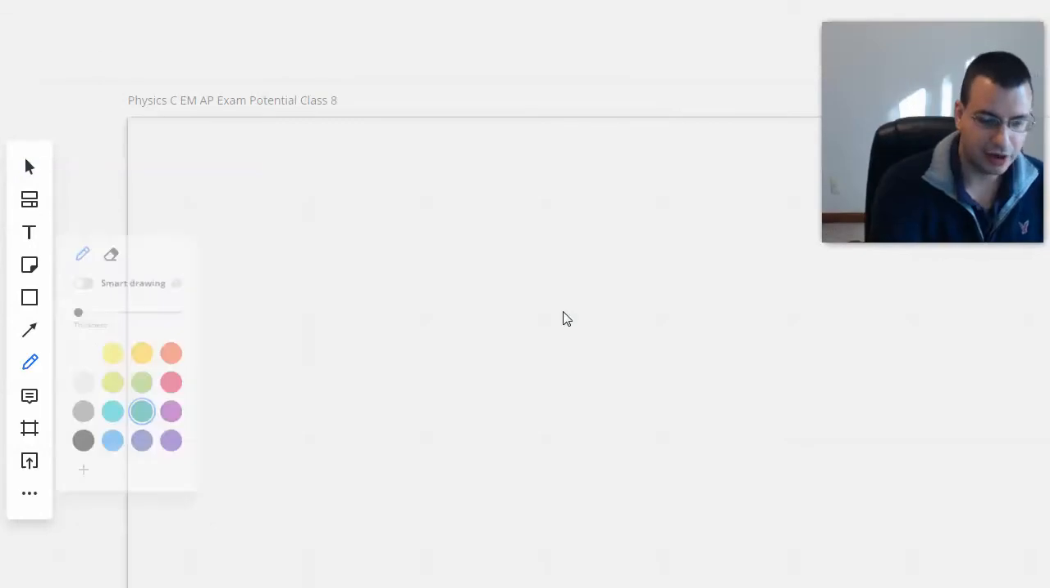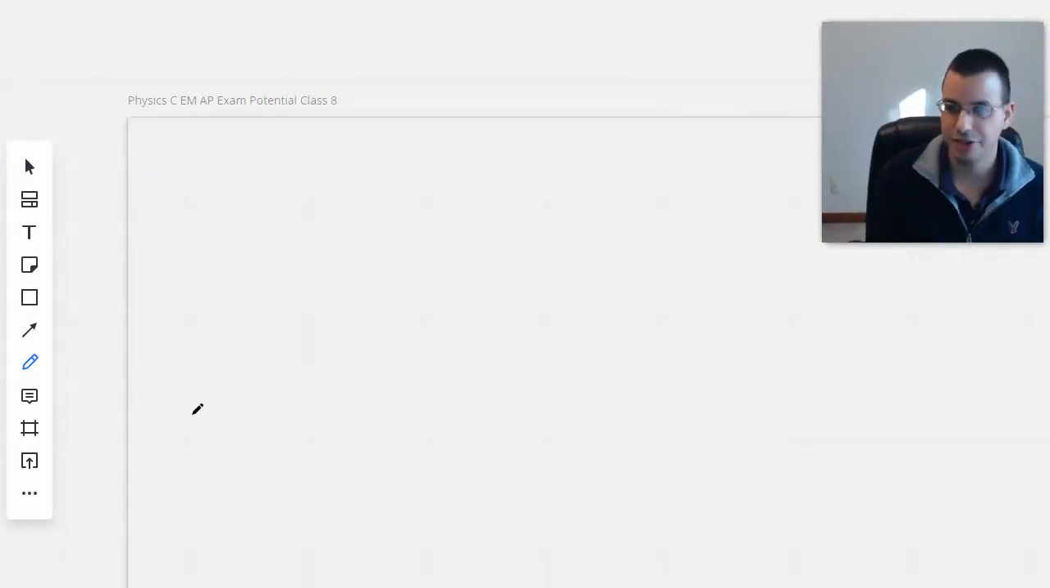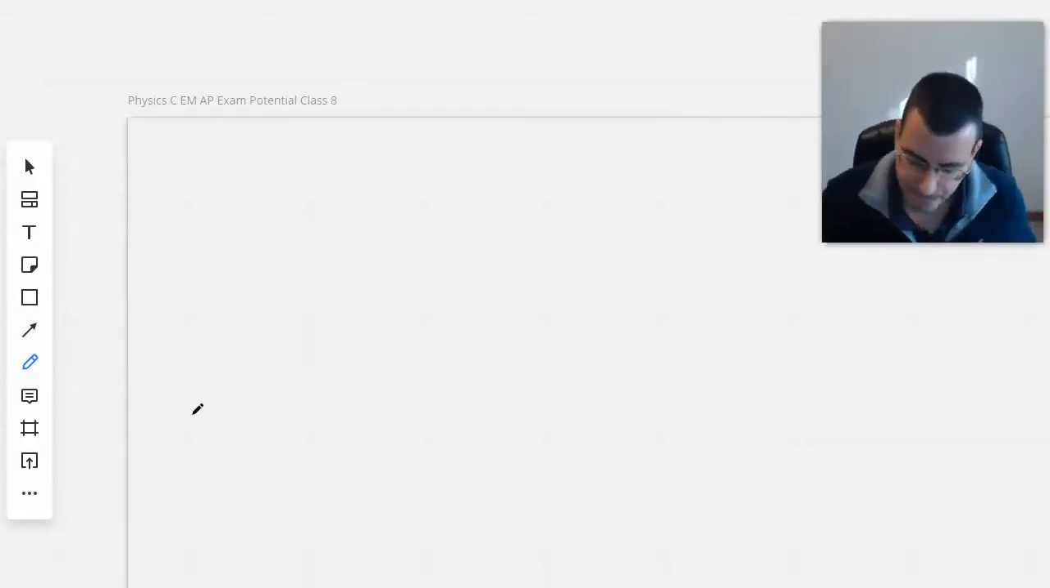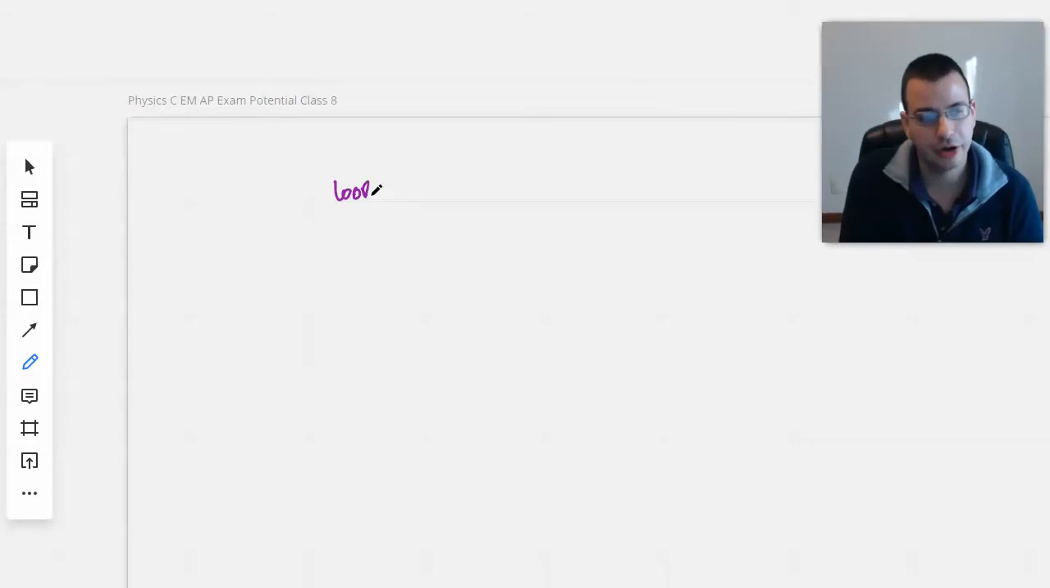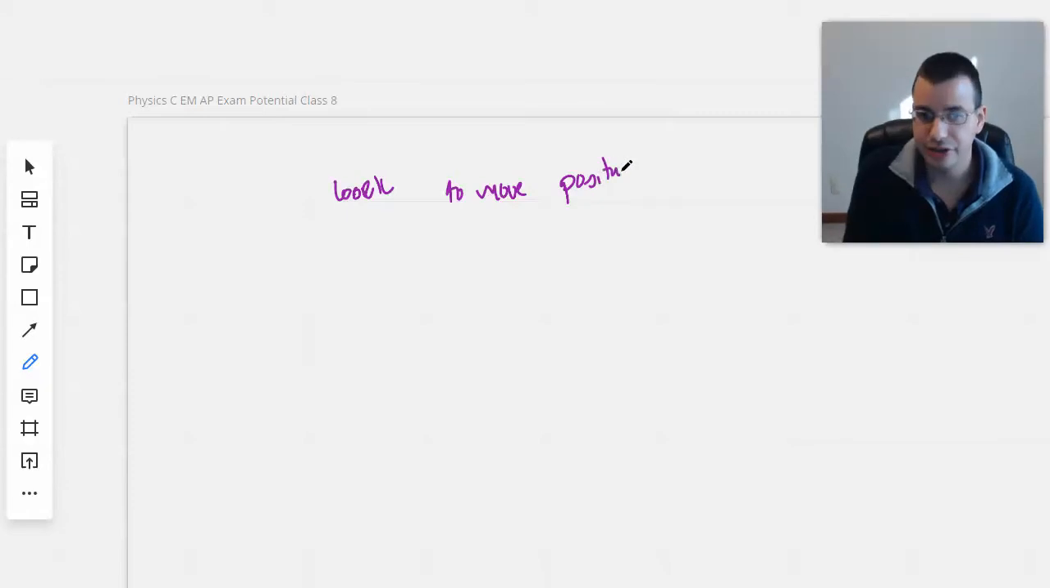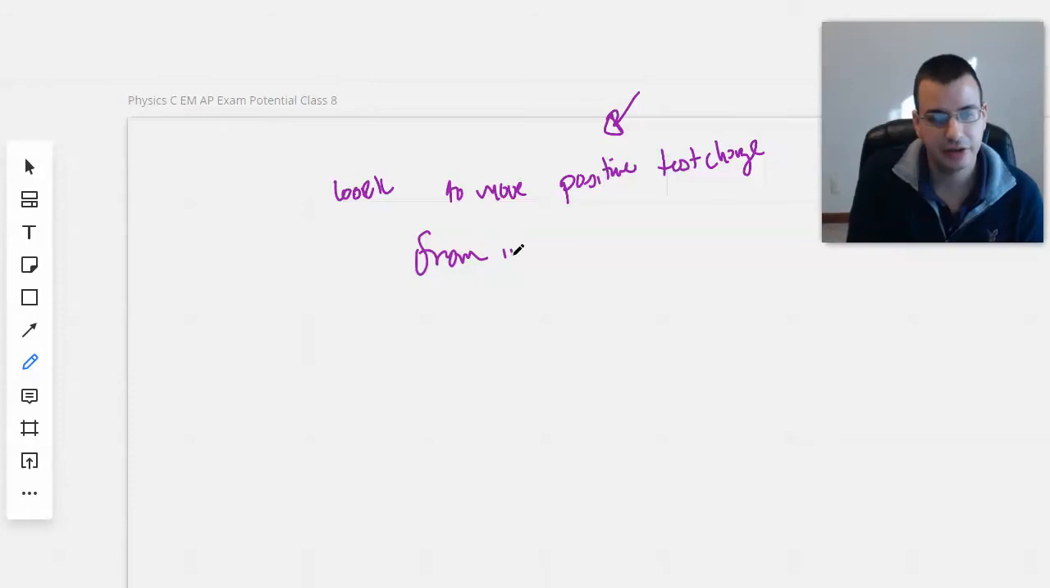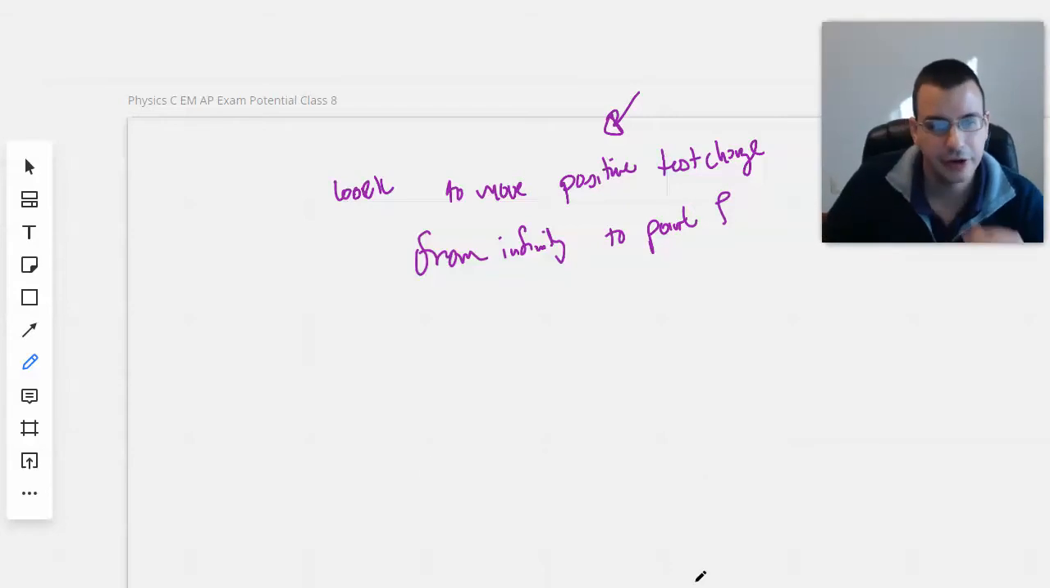If I had to give a definition of electrostatic potential, I would say something probably along the lines of: the amount of work required to move a positive test charge. And I say positive just to make sure I get the sign correct. Positive test charge from infinity to a given point, let's say point P. So the concept here: move a positive test charge from infinity to point P. And that's the amount of work required.